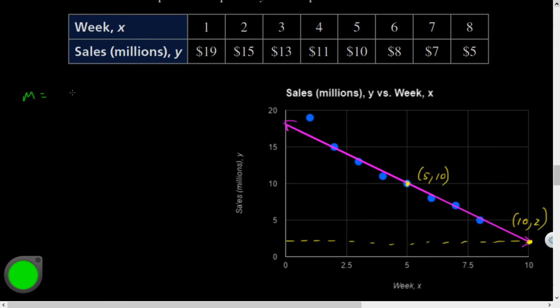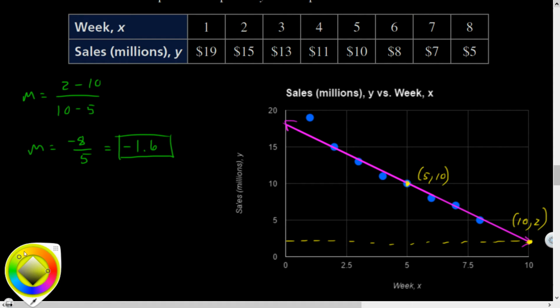So my slope is going to be y2 minus y1 over x2 minus x1, so over 10 minus 5. And so my slope is equal to 2 minus 10, which is negative 8, over 10 minus 5, which is 5. Negative 8/5, that's going to equal negative 1.6, I believe. Yeah. All right, so there's my slope.